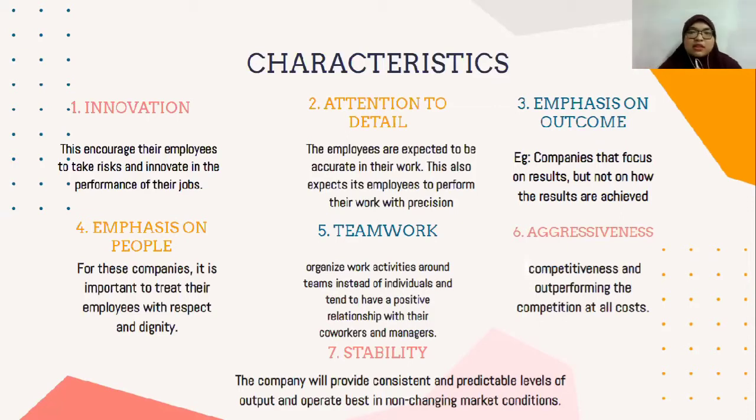The sixth characteristic is aggressiveness. Aggressiveness basically means that the company wants the employees to feel competitive. They want them to strive their best to reach the objective that was previously stated, and they must follow the objective and make sure they achieve it, which is a bit different from the third characteristic, emphasis on outcome.